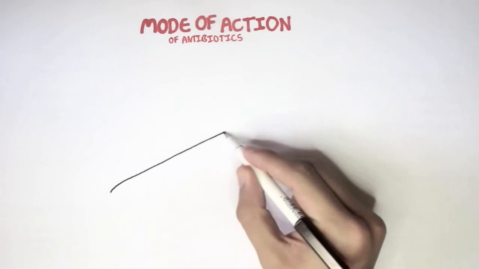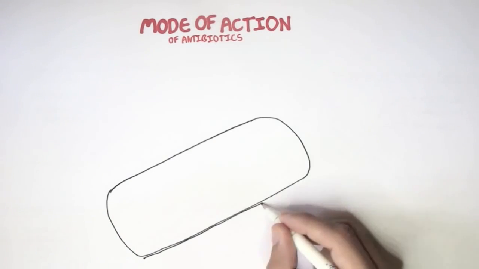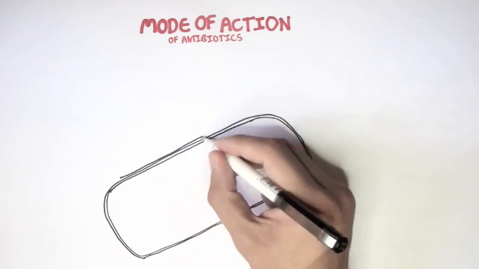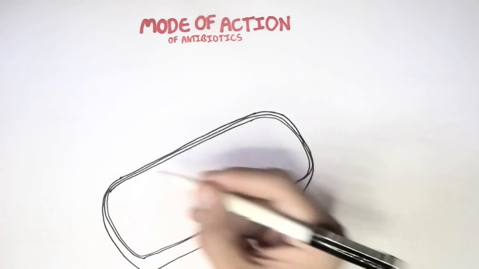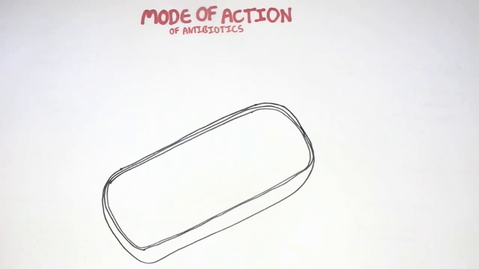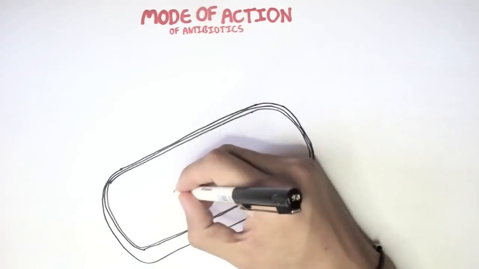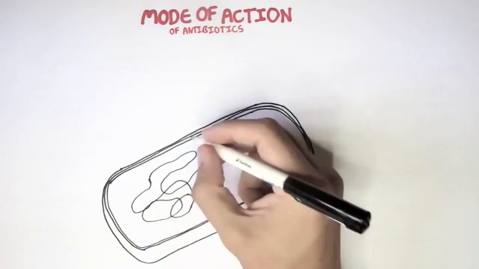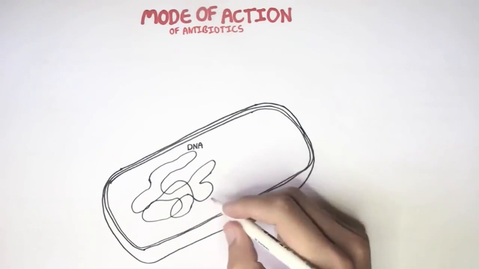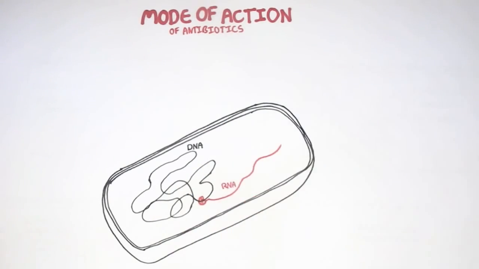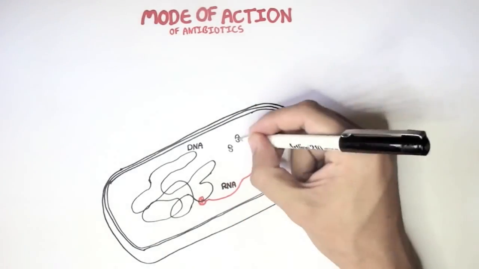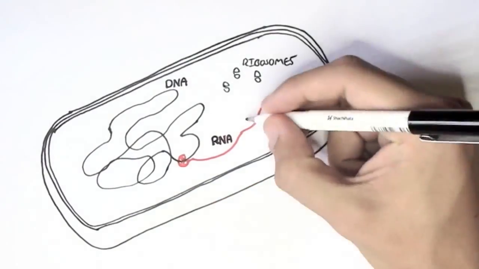Here I am drawing a typical bacteria with cell membrane and cell wall. The cell wall and cell membrane structure I am drawing is characteristic of a gram-positive bacteria, but we will just assume it is any type of bacteria. Within the cytoplasm, within the bacteria, we have a circular DNA. We can have RNA being synthesized and ribosomes here. Ribosomes will synthesize proteins.